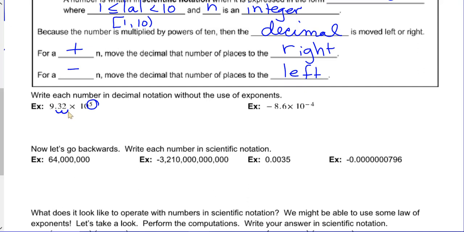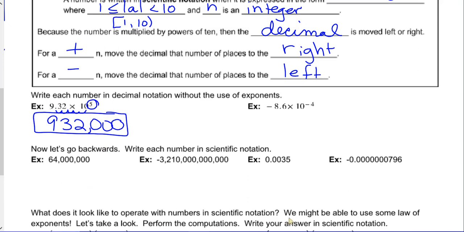So 2 to get past the 2, 3, 4, 5. These are placeholders basically for zeros. So I'm going to write the 9, 3, 2, and I have 1, 2, 3 placeholders for zeros. And if I wanted to throw a comma in there, then this would give me the standard number. Again, a different way to write it.